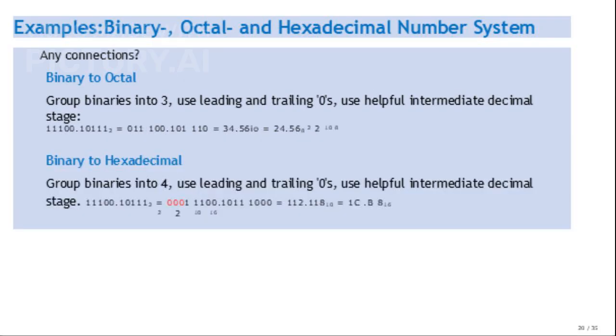Similarly, converting binary to hexadecimal involves grouping the binary digits into sets of 4. Again, leading or trailing zeros can be added to make the groups complete. This method ensures a smooth transition between binary and hexadecimal.